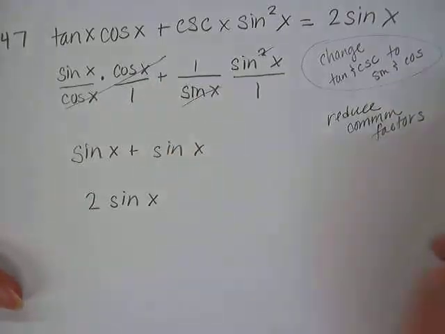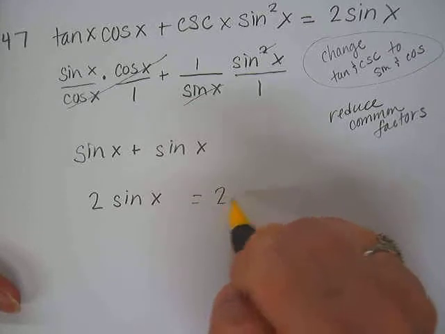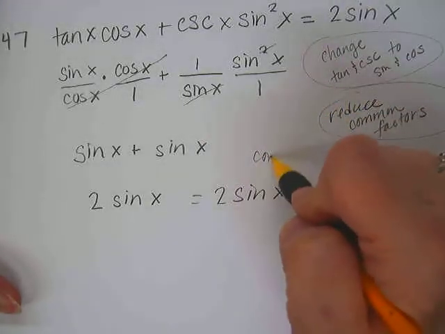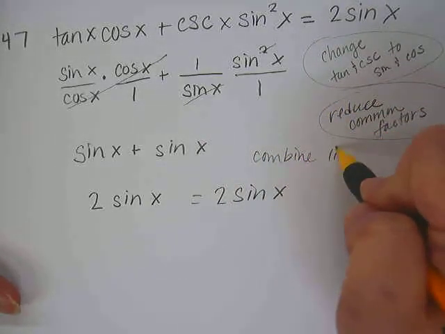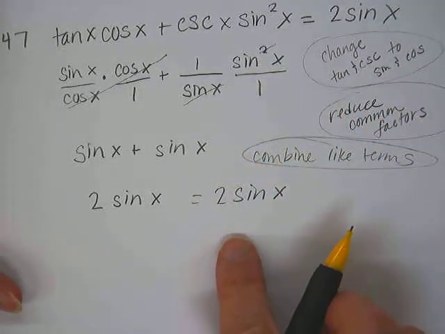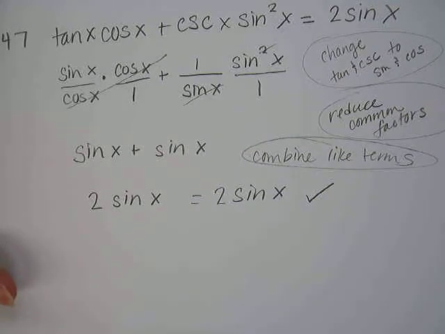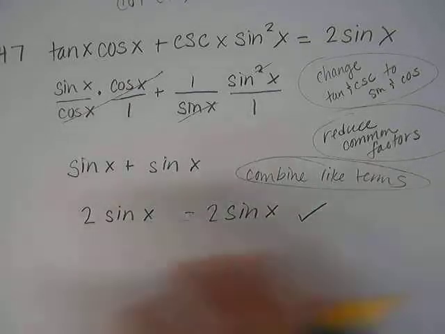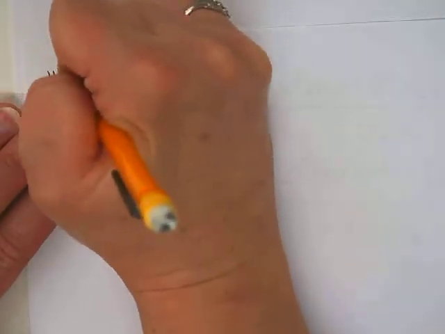If you're multiplying them together, then it's sine squared x. So hopefully you understand the difference between those. And that equals 2 sine x. The two sides. So what did we do on that step? Combine like terms. And we have a matching answer, right? We're good. Which one? 52? Okay.